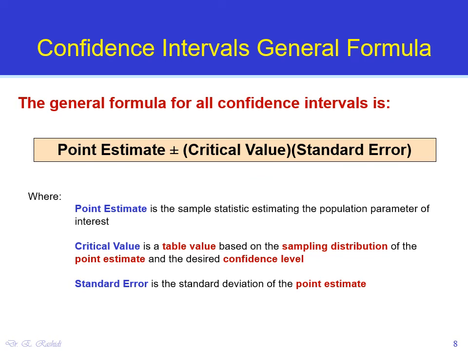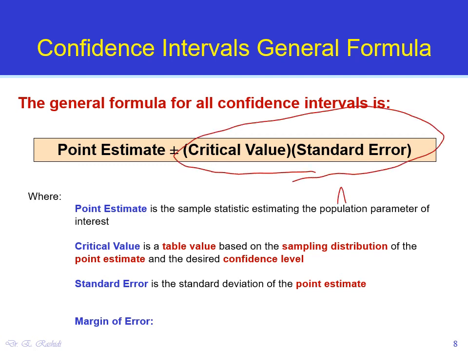A standard error is the standard deviation of the point estimate. So here when we will talk about the population proportion, point estimate would be p hat. When we talk about the average mu of the population, the point estimate would be x bar. Margin of error is this multiplication, critical value multiplied by the standard error. This is called margin of error, ME.